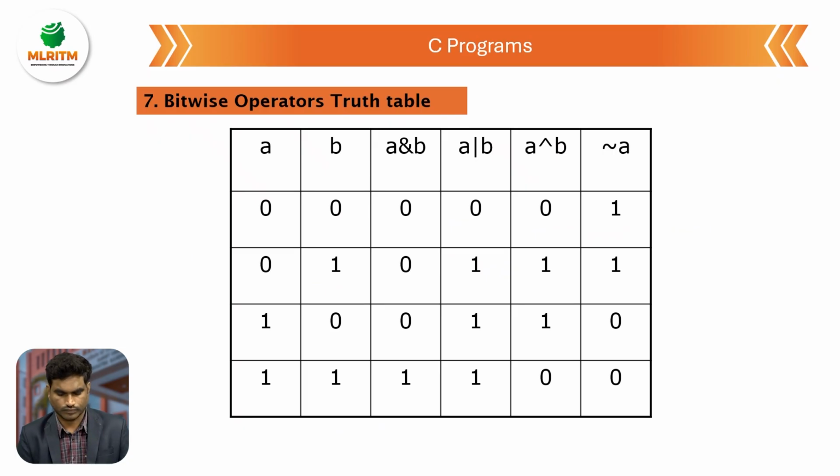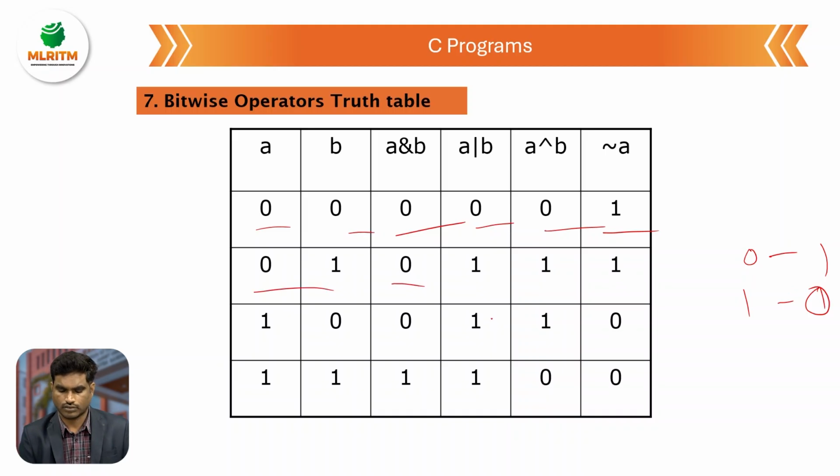Okay. Next, here 0 and 0, the result is 0. OR, the result is also 0. Exclusive OR is also 0. Next, one's complement. If the input is 0, the result is 1. If it is 1, the result is 0. Next 0 1 OR, result is true. Next 1 0, 1 0, the result is 0. Already we discussed this in logical operators.